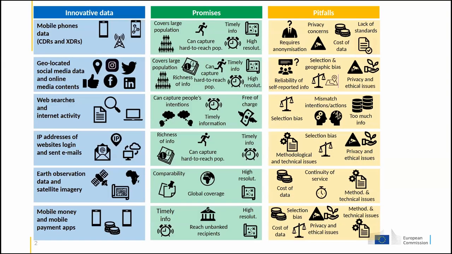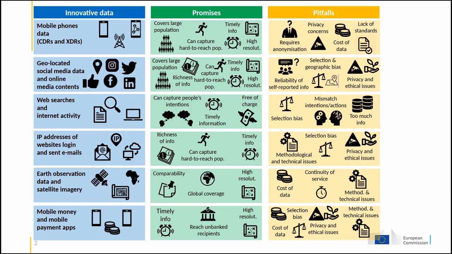Let me first start with this pretty busy figure. Last year at the JRC, together with Stefano, we published a Science for Policy report where we reviewed more than 300 scientific articles or reports employing innovative data to study migration, demography, and human mobility. So the aim was to have an overview of all the possibilities out there in the literature, and we tried to categorize them by their common promises and pitfalls.